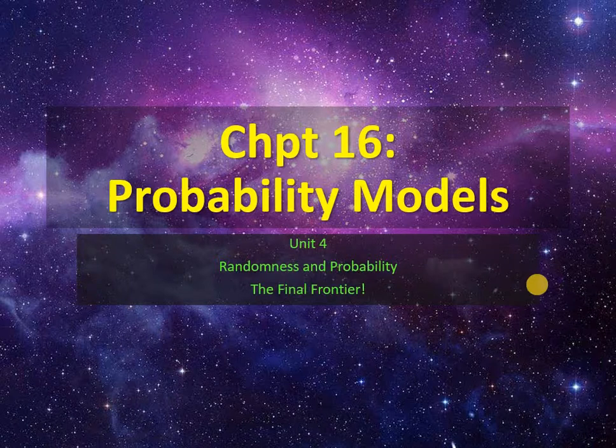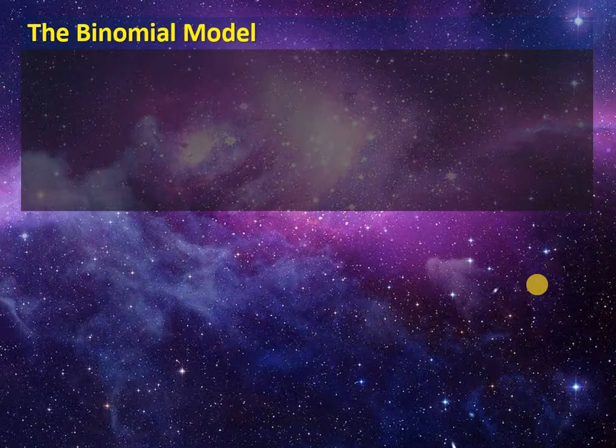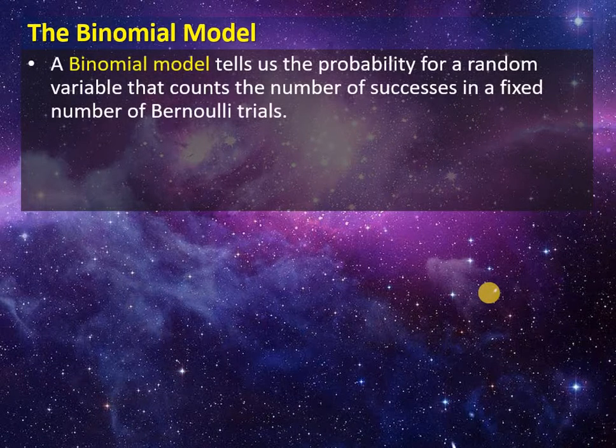Geometric started with our idea of a Bernoulli model. The binomial, and I know it's frustrating because they sound so much like Bernoulli, binomial. Well, a binomial is Bernoulli, just like a geometric is Bernoulli. But what the heck is the difference between all of these?